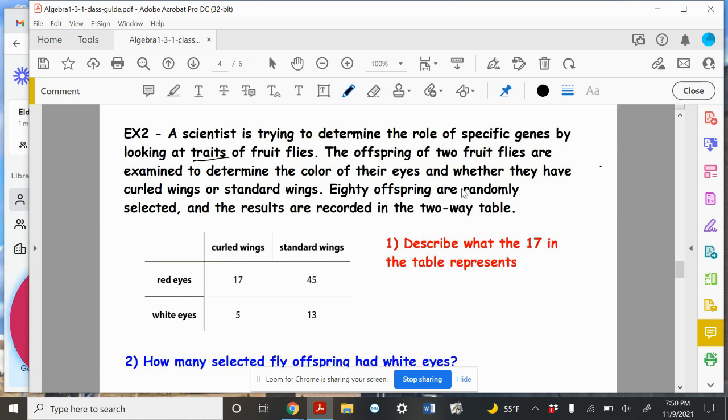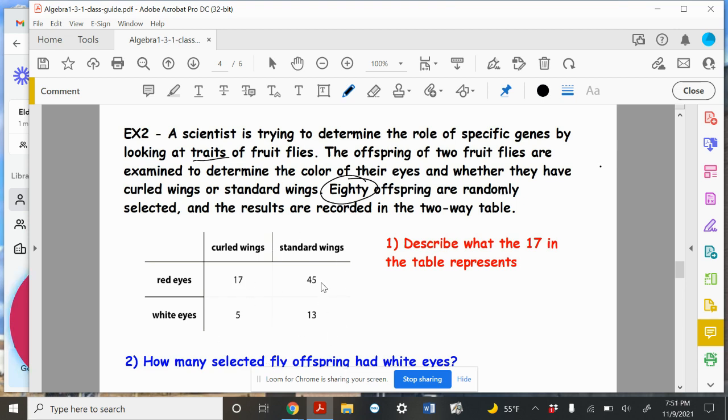And so the offspring of two fruit flies are examined to determine the color of their eyes and whether they have curled wings or standard wings. 80 offspring are randomly selected. So that gives me some information right away. We know that there's a total of 80, and the results are recorded in a two-way table. So here we have this two-way table.